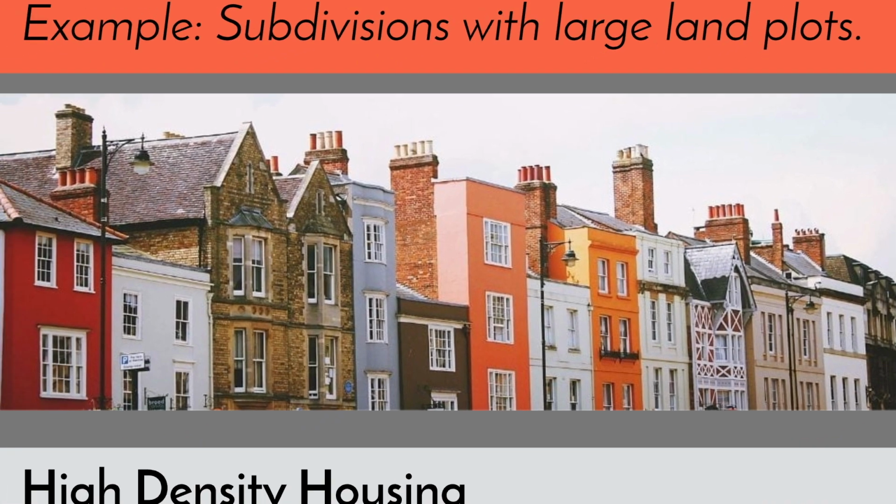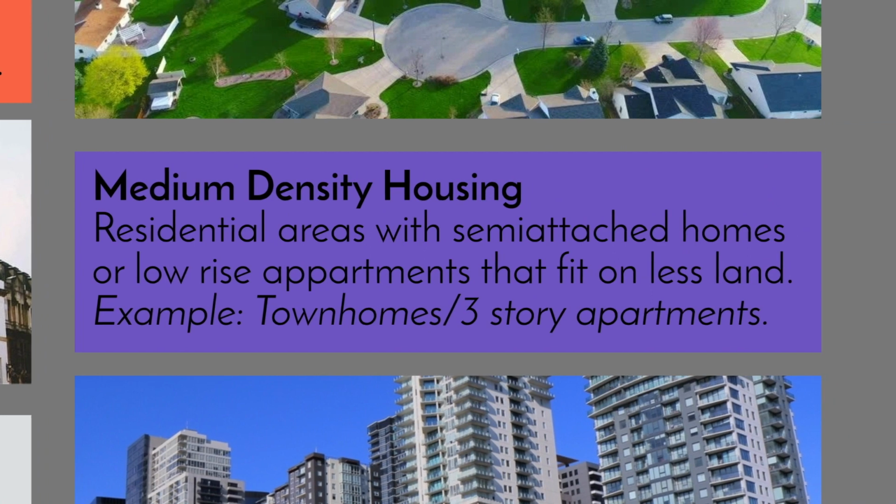This is medium density housing. Medium density houses don't always have to be attached. Sometimes you have semi-attached homes or low-rise apartments that fit on less land. Good examples of this would be townhomes or narrow plots of land. Two- and three-story apartments or condos all fit into medium density housing. So these are residential areas where we see more houses put on space, but not necessarily tightly packed apartments.